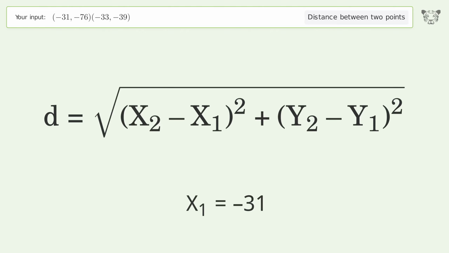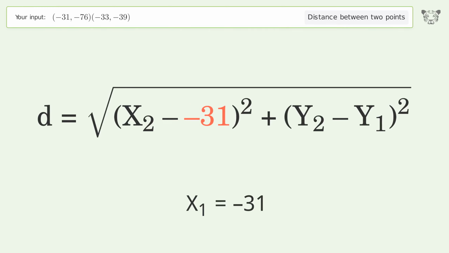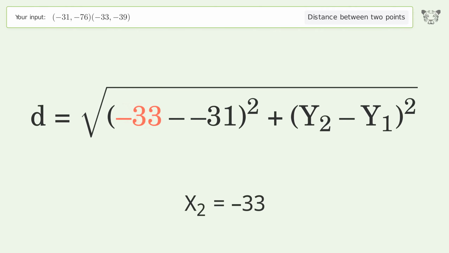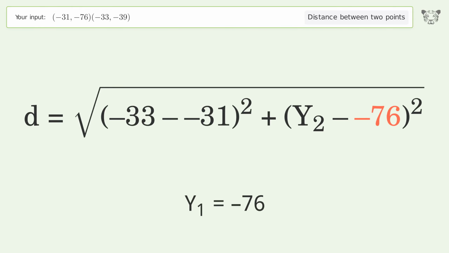x1 equals -31. x2 equals -33. y1 equals -76. y2 equals -39.